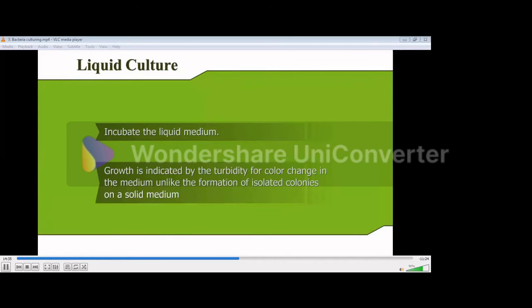Incubate the liquid medium. Growth is indicated by the turbidity of the medium, unlike the formation of isolated colonies on a solid medium.